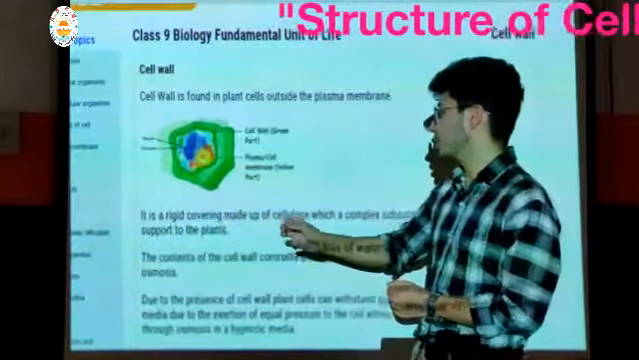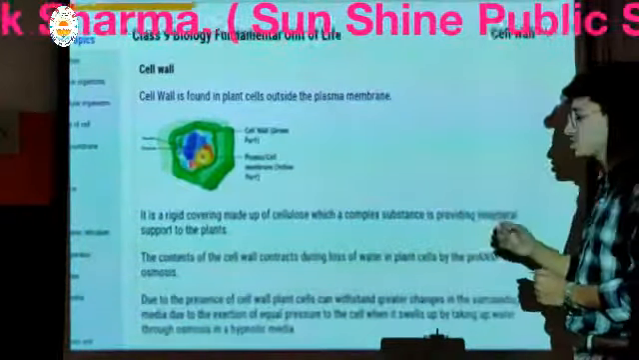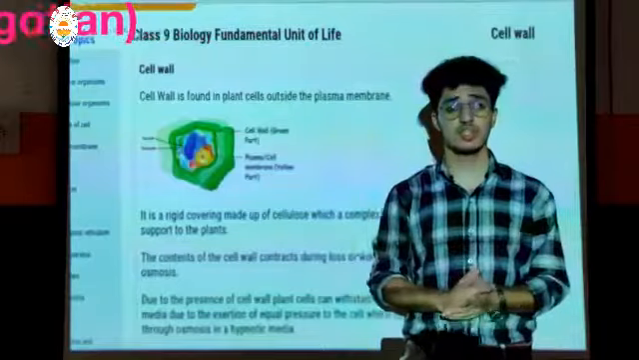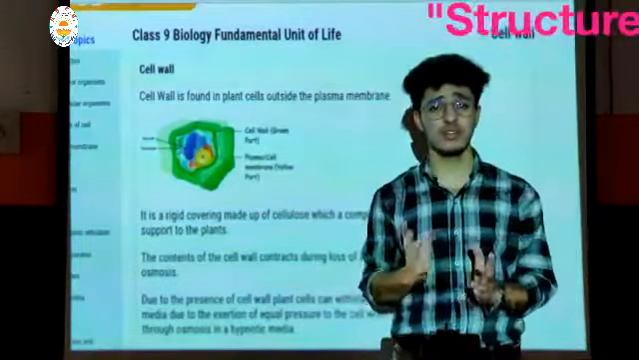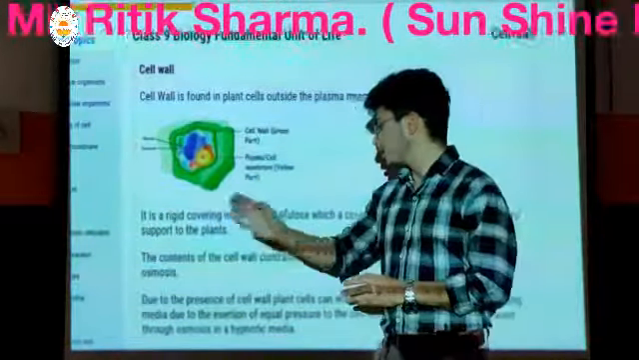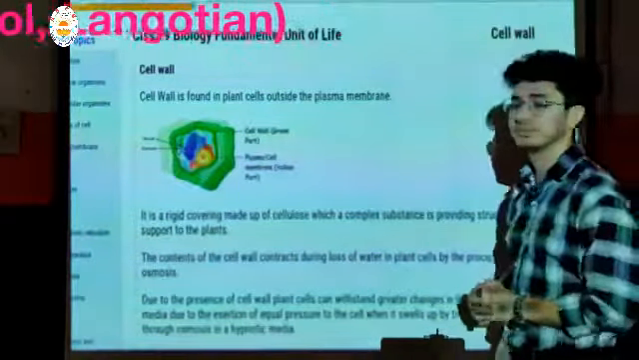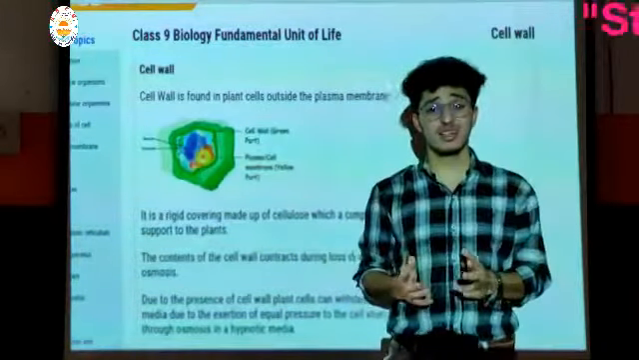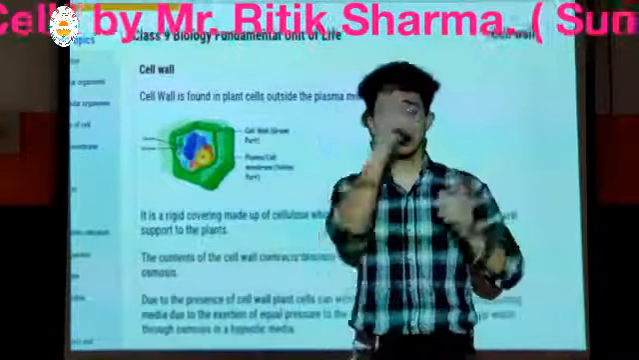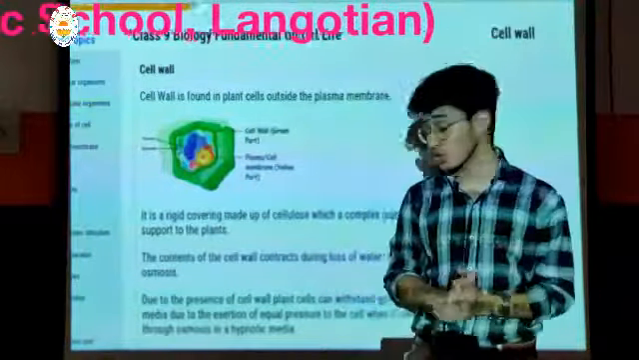It is a rigid covering made up of cellulose, which is a complex substance and provides structural support to the plants. The cell wall is made up of cellulose and it has a very complex structure. So it gives additional support and additional rigidity to the plants. The contents of the cell contract during the loss of water in plant cells by the process of osmosis. When the plant cell loses water, the plasma membrane shrinks.